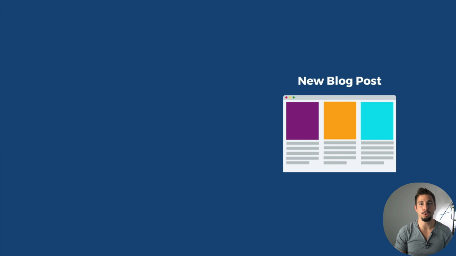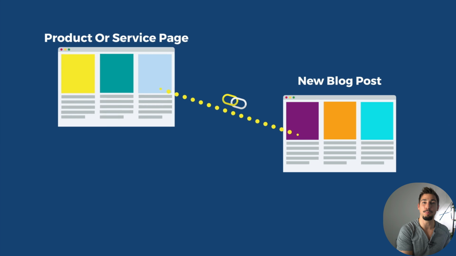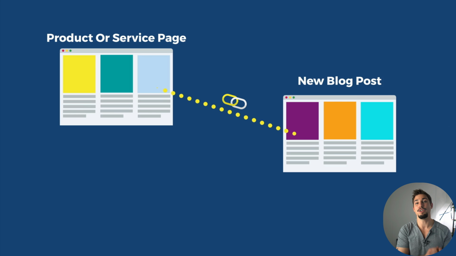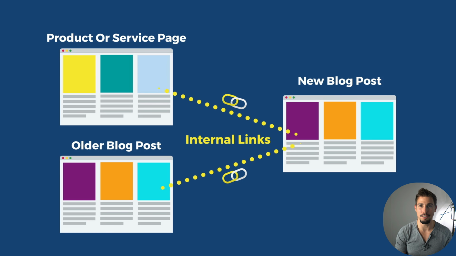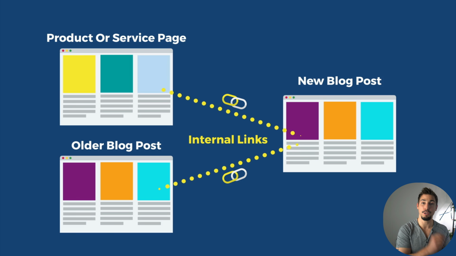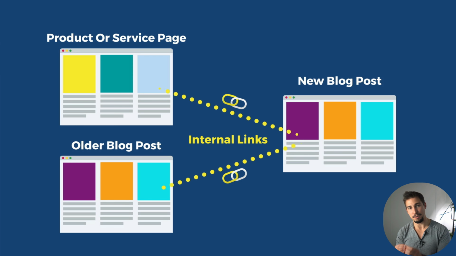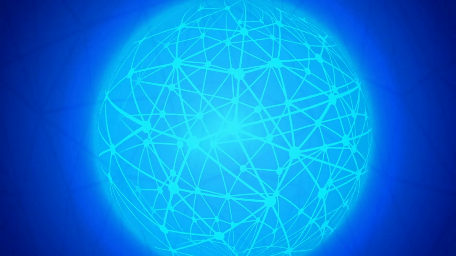Every new article you write should link to a relevant product or service page, and it should link to another blog post. These are called internal links, and this should take the browser off of the current page and onto a different page. This increases link circulation and basically helps to create a more crawlable and healthy structure for your site and for search engines.